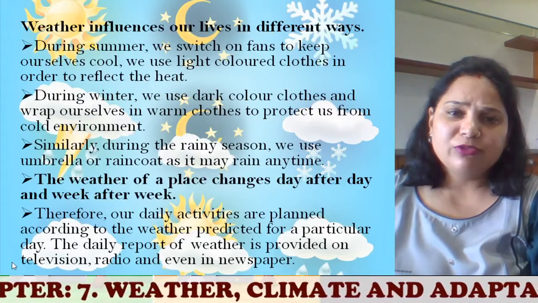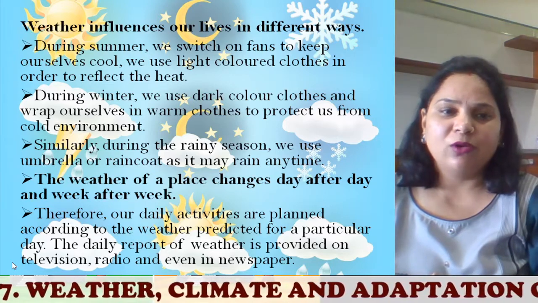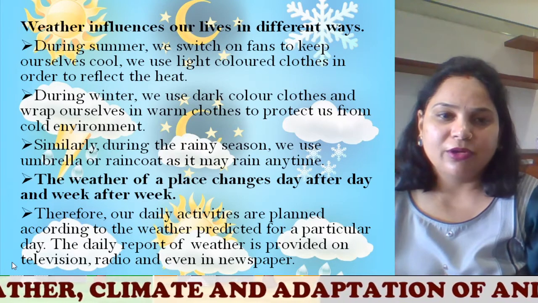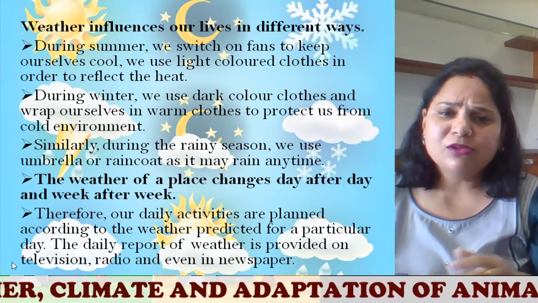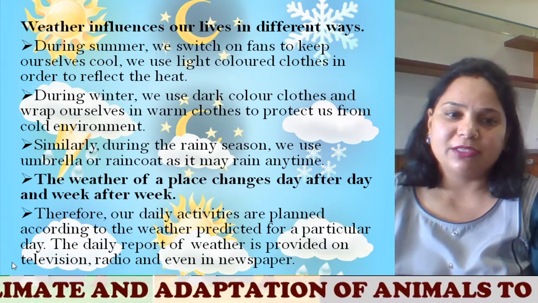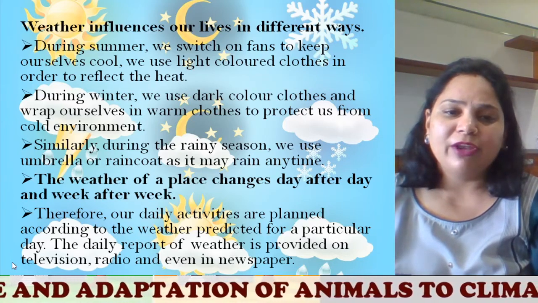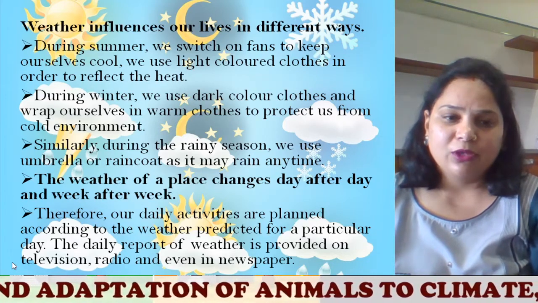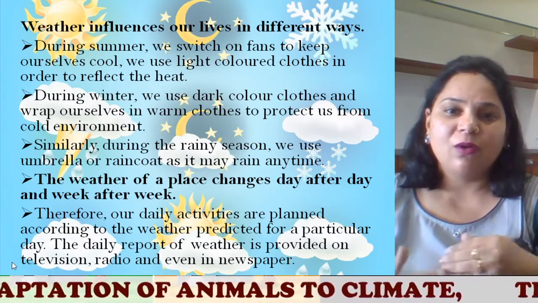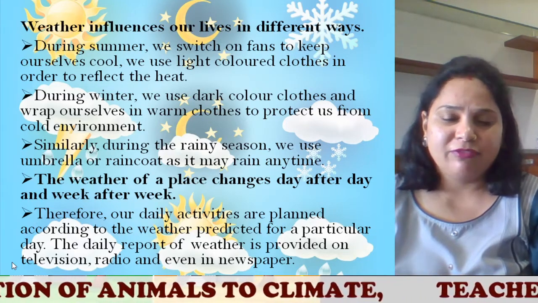During summer, we switch on the fans to keep ourselves cool. We use light colored clothes in order to reflect the heat so as to keep ourselves cool. During winter, we use dark colored clothes and wrap ourselves in warm clothes to protect us from the cold environment. Similarly, during the rainy season, we use an umbrella or raincoat as it may rain anytime. So what we are doing here is, by these means, we are adapting according to the weather. So it influences our lives in different ways.